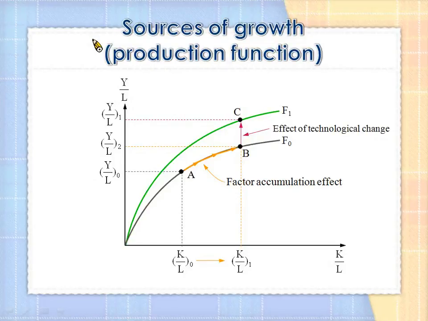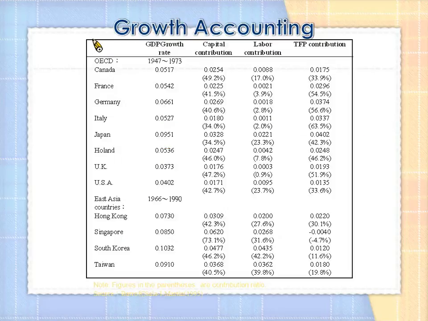So the important analysis for these sources of growth is to see what parts or elements actually contribute to the growth of the economy. Okay, if the growth of the economy depends on factor accumulation, then it's only a temporary effect. If growth mainly comes from technological change, then it can sustain the growth of the economy.